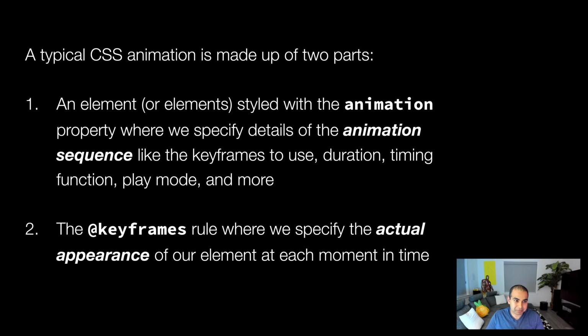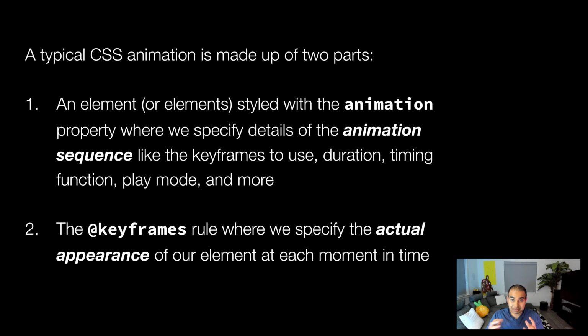And so if you take a step back, a typical CSS animation is made up of two parts. The first part is what we like to call the animation sequence, and that is what we define with the animation property, where you have an element or elements of the animation property that specifies details about the animation itself, like what keyframes to use to define its appearance, the duration, the timing function, the play mode, is it going to hold its value at the end of each iteration, and so on. This is really the setup for the animation itself.